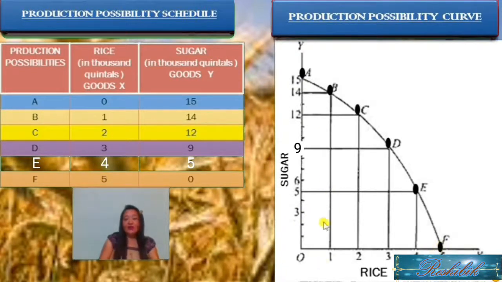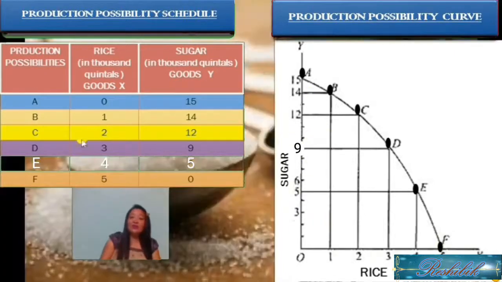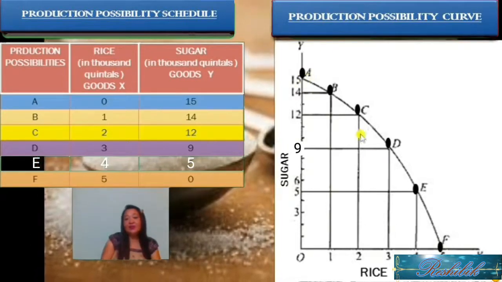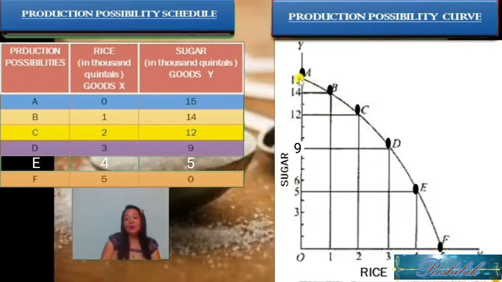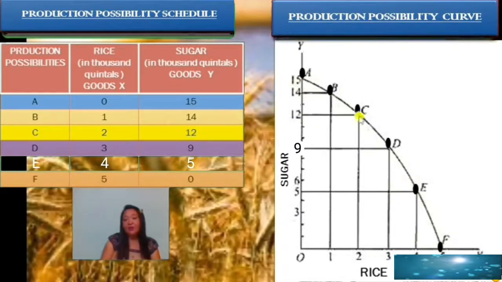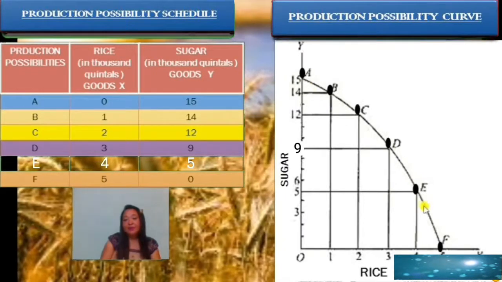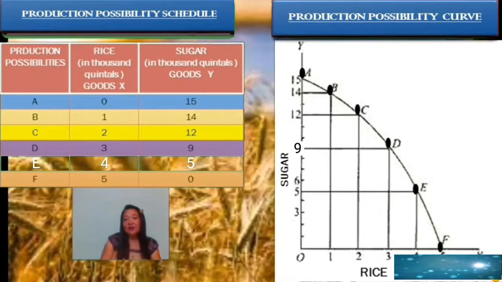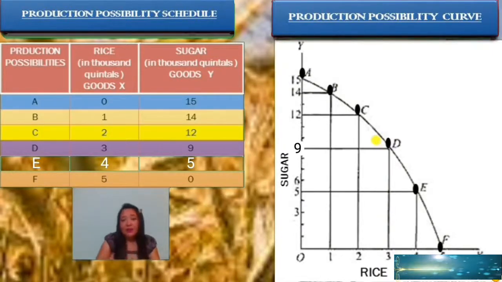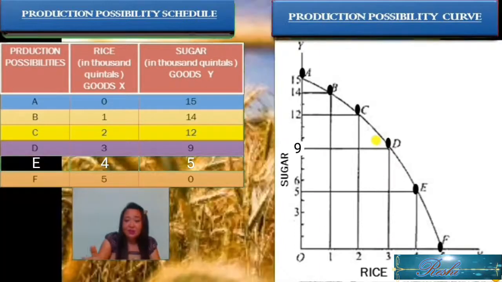So this is your graphical representation. Then what happens is that, when you join all these points that have been formed with all these combinations, all these points that you see here, you form a curve. So this is your curve here, and what is this? This is your production possibility curve. So what did we notice here? We saw this schedule, then we saw this curve.